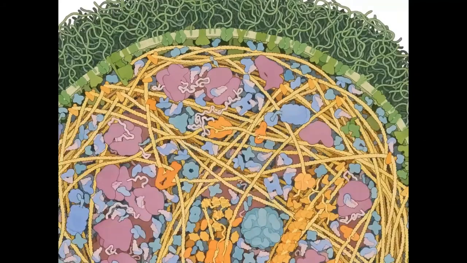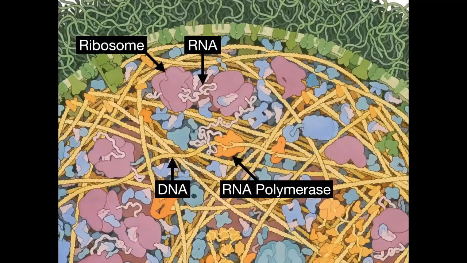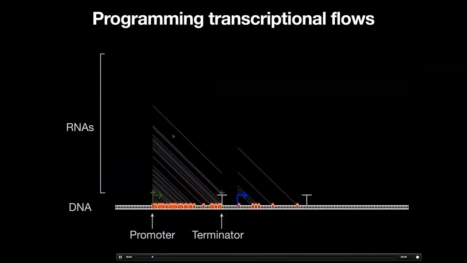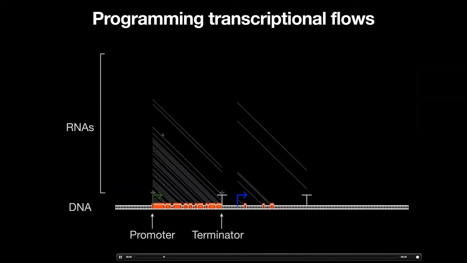Now, the execution of these circuits involves the coordination of RNA polymerases, so these little things here, reading the DNA to produce these RNA transcripts that are then subsequently translated by ribosomes. This is a really complex process, but to program it, we don't actually need to worry about a lot of those aspects, and we just need to worry about how the DNA is actually read.